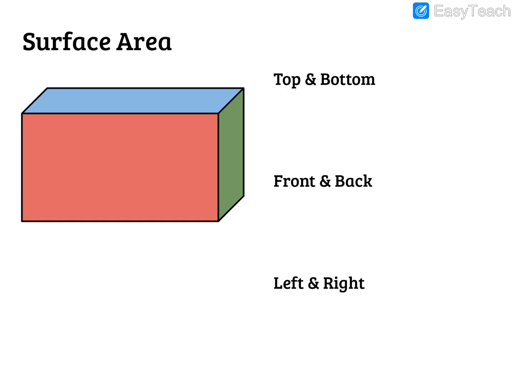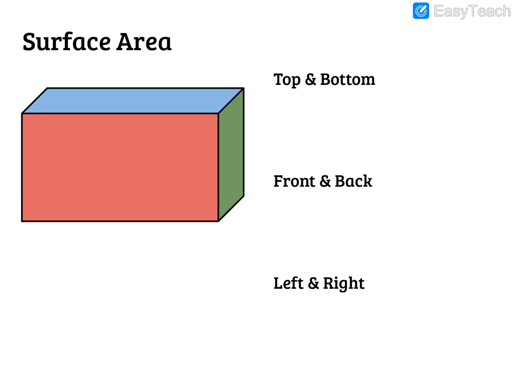Now a cuboid looks like this. It's sort of like a box. It's got 6 faces and they sort of come in pairs. So the top and the bottom face, the front and the back face, the left and the right face. And when I say they come in pairs, what I mean by that is that those pairs are all going to be the same size and shape.